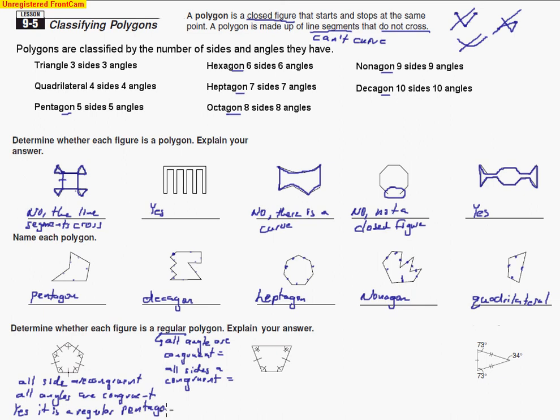I'll go ahead and give what that value is. And then over here, we look at this one, and we see these two sides are the same, but these are not the same. This side is different than this side, and this side's also different. And notice the angle symbols are different. Here we have two slashes and two slashes. Here we have one slash and one slash. So we'll say all sides and angles are not congruent. And if that's the case, then it's not regular. And it's not a regular quadrilateral.